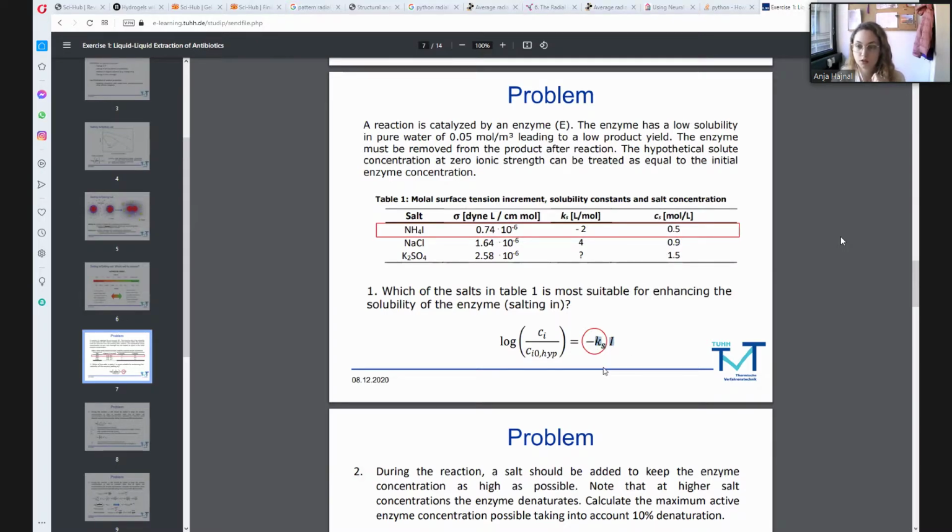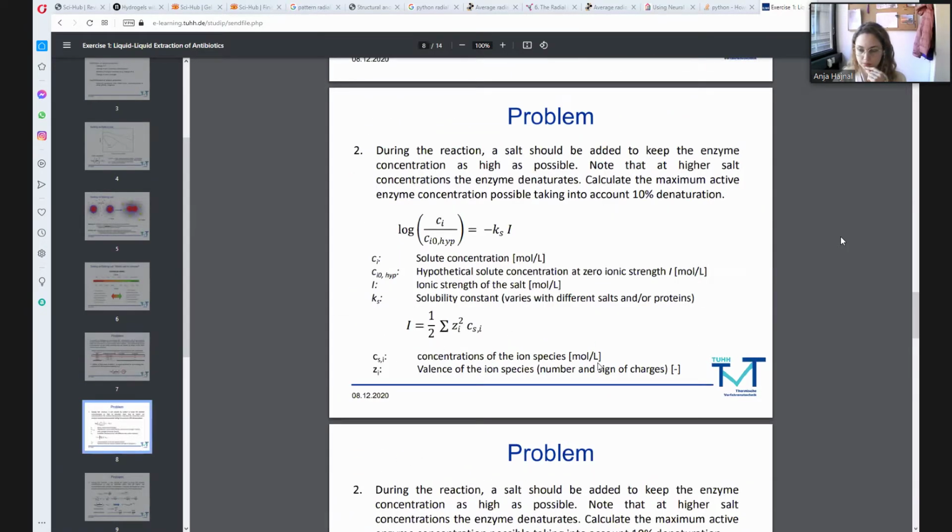And the one that has the bigger positive value, so the more positive this part is, the more it's going to solubilize our enzyme. So you need to just double check. It depends on both values, not only the negativity of the solubility constant. But a negative solubility constant would mean that it would increase the solubility of our enzyme. Yes.